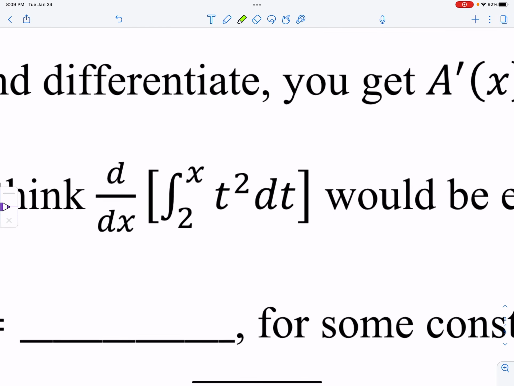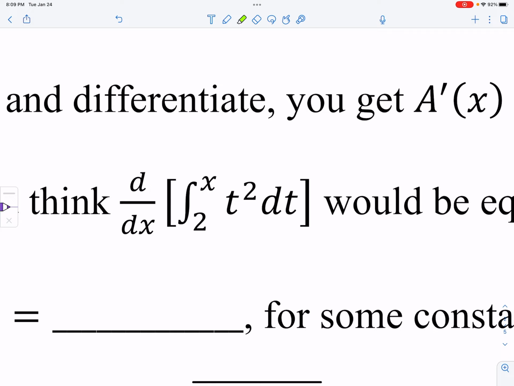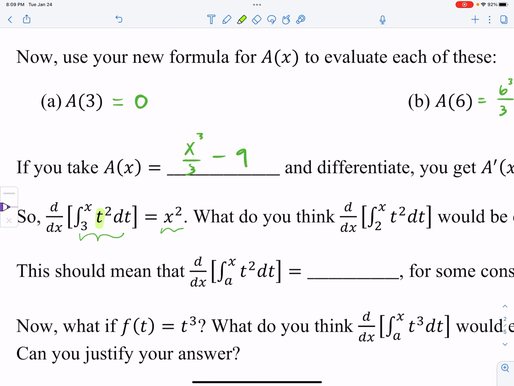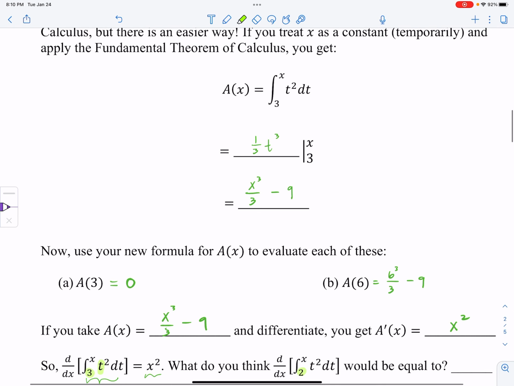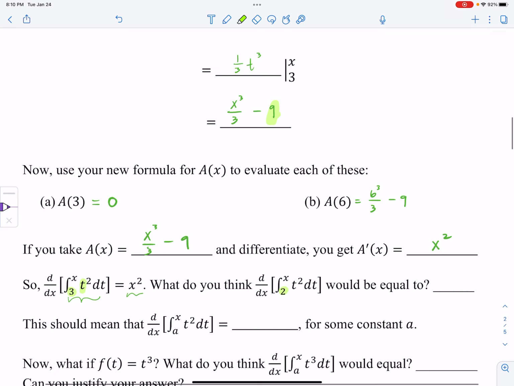Now, what do you think the derivative of the definite integral from 2 to x would be? Notice that the only thing that's changed here is the lower limit of integration. What do we think that would be equal to? Okay, think about it. If we reference this example, if this were a 2 instead, what would happen? Wouldn't this constant just be different? And whenever we go to find the derivative of a constant, it will always be 0. So guess what? That derivative will just end up being x squared as well.